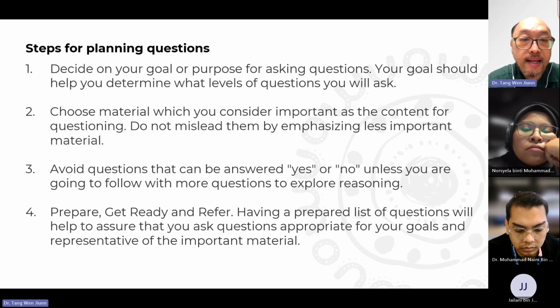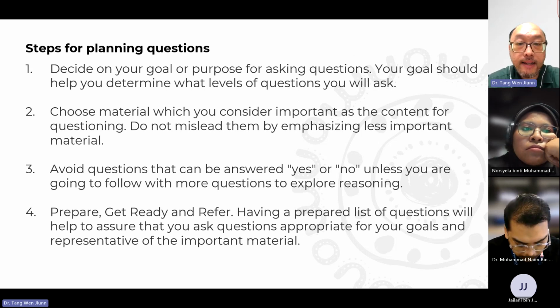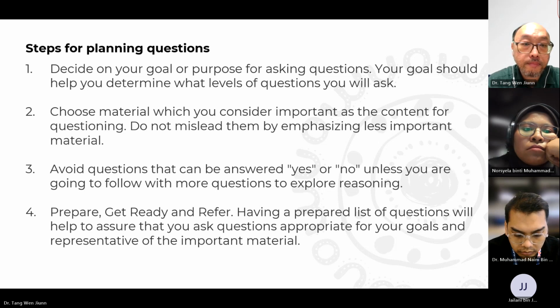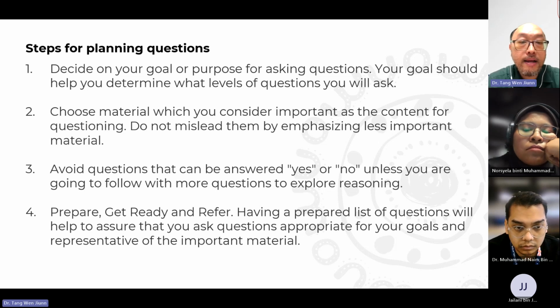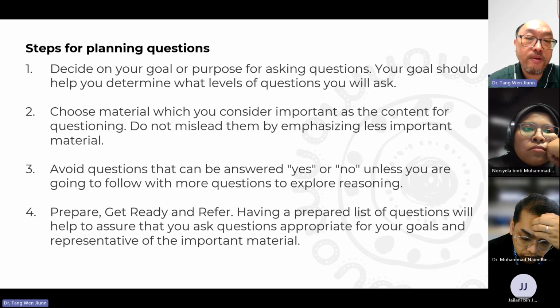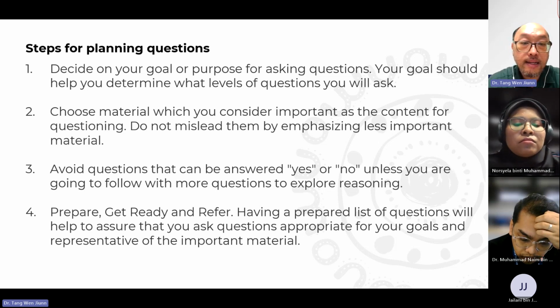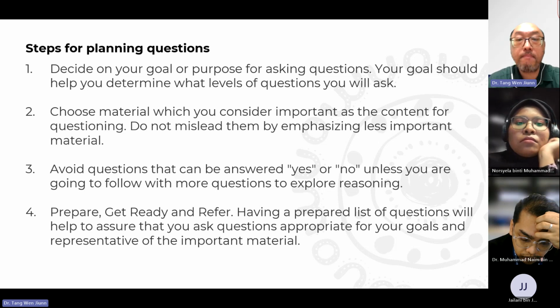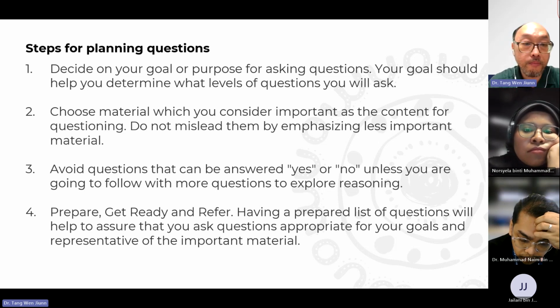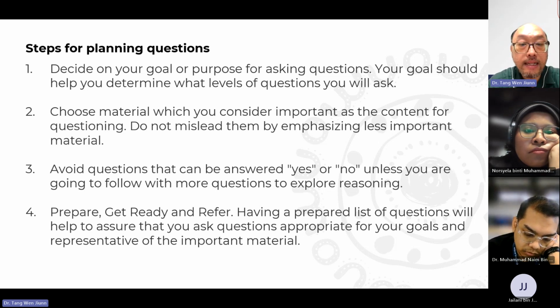Now we just look at some steps for planning the questions. First step, decide on your goal or purpose for asking the questions. The goal here will help you to determine the levels of questions you will ask. Again, all this actually relates back to the LO and the CLO. Then once you have decided the goal and purpose, you choose materials which you consider important as the content for questioning. Do not mislead them by emphasizing less important materials.